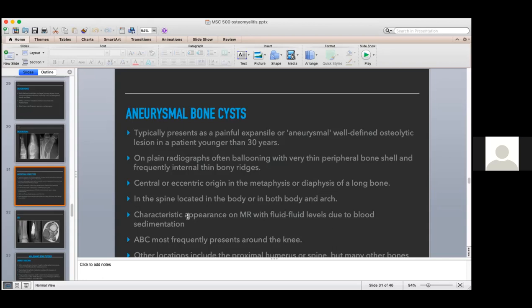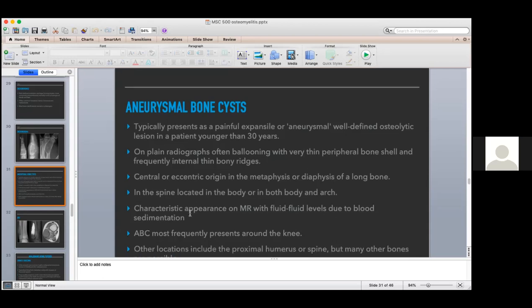That is because within the aneurysmal bone cyst, there'll be blood products. So the blood will be disintegrating, and you'll have different layers, there's the hematocrit, there's the more fluid, the more dense, so you'll have the fluid levels, okay?